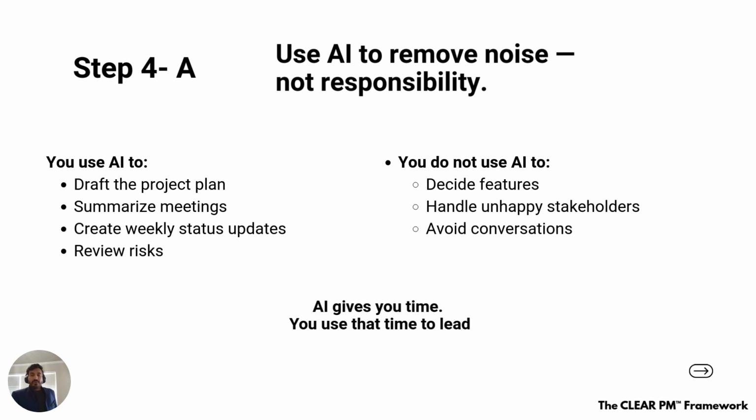Handling unhappy stakeholders: AI will not do that. If your team is not happy or not aligned, they might have a different understanding than what you are delivering. AI cannot help in avoiding those conversations. You, as a human, have to converse with the team, understand their expectations, and what they are thinking about this project. AI gives you time, and you can use that time to lead the project. That is the overall thought process behind the AI.